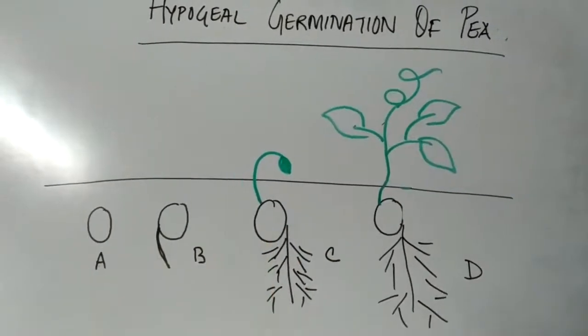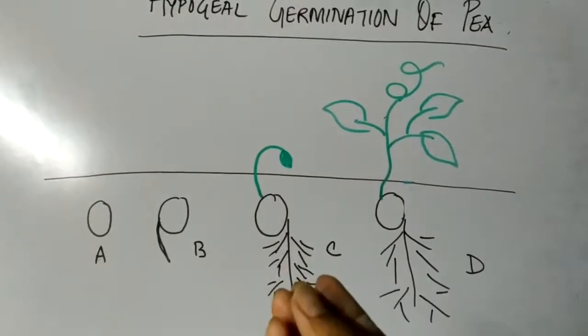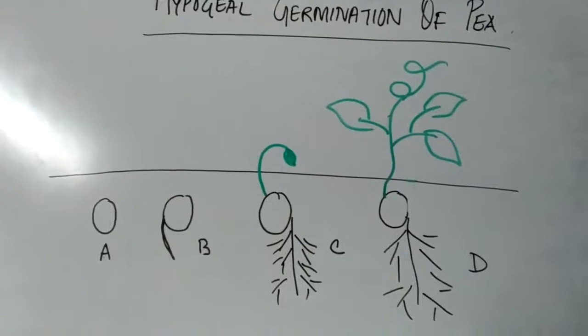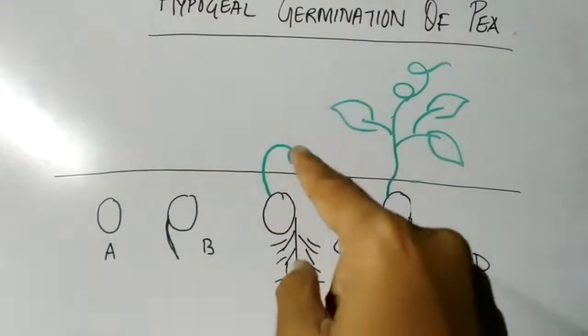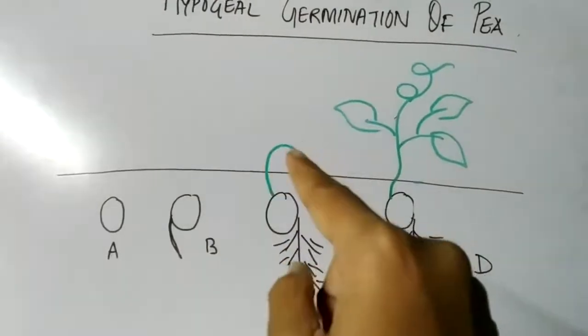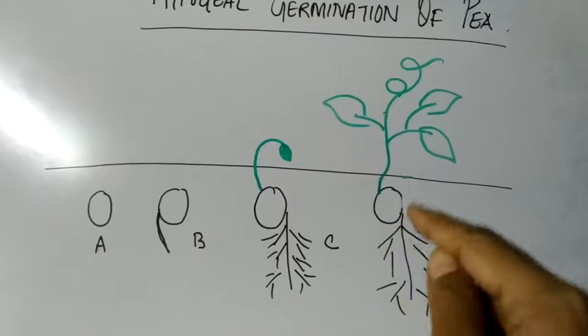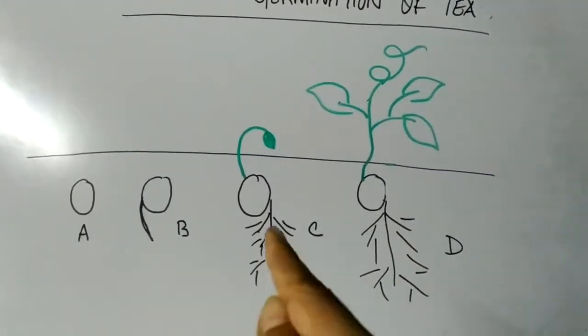In that case, the hypocotyle was elongating first. That is why it was bringing the cotyledon part above the soil. But over here, since the epicotyle is forming, it is growing faster than the hypocotyle. That is why the cotyledon will remain underground. And slowly but steadily, this radicle will give rise to the root system.